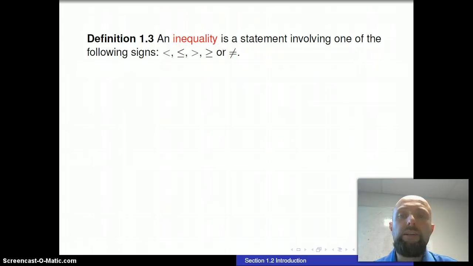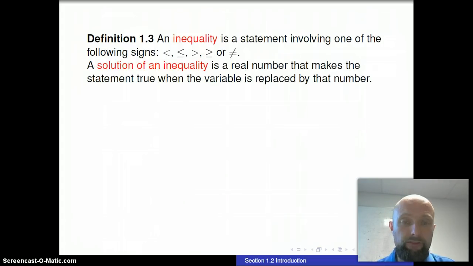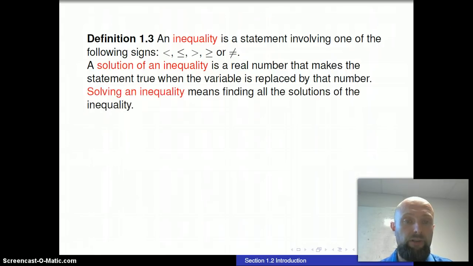An inequality is a statement involving one of the following signs: less than or equal to, greater than or equal to, or not equal. A solution of an inequality is a real number that makes the statement true when the variable is replaced by that number. Solving an inequality means finding all the solutions of the inequality.